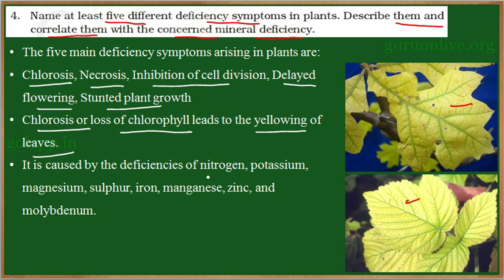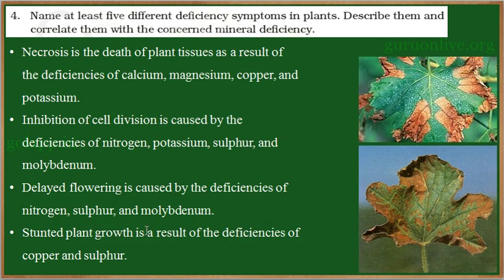It is caused by deficiency of nitrogen, potassium, manganese, sulfur, iron, magnesium, zinc, molybdenum, etc. The loss of chlorophyll is not caused by just one mineral deficiency. Many mineral deficiencies can lead to chlorosis. It can be deficiency of nitrogen, potassium, magnesium, sulfur, iron, manganese, zinc, etc.